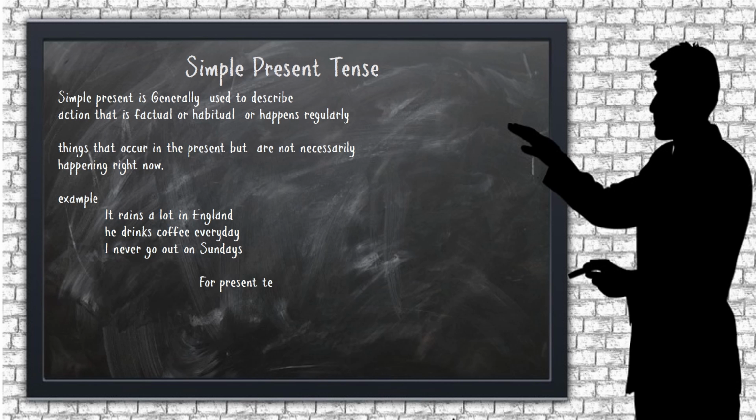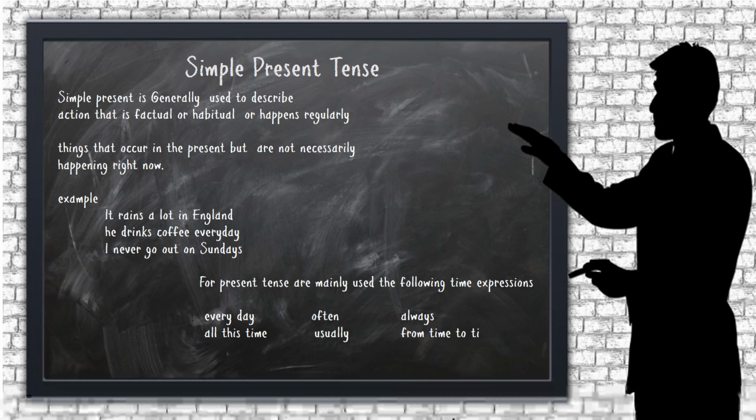I love ice cream. For present tense are mainly used the following time expressions: every day, from time to time, most of the time, all this time, often, always, usually, sometimes, never and others.